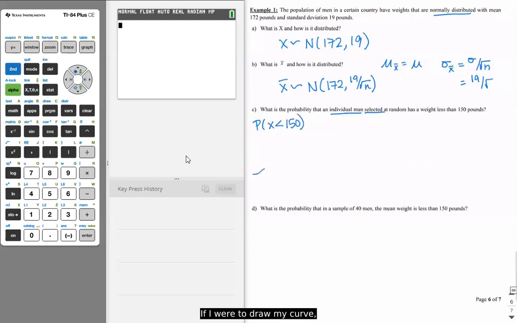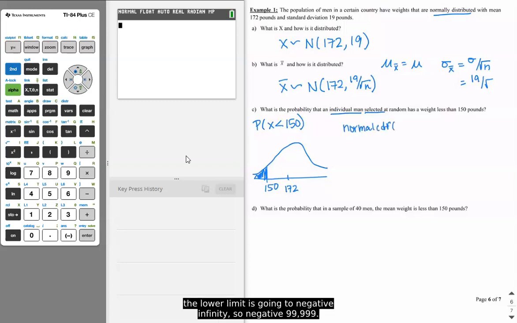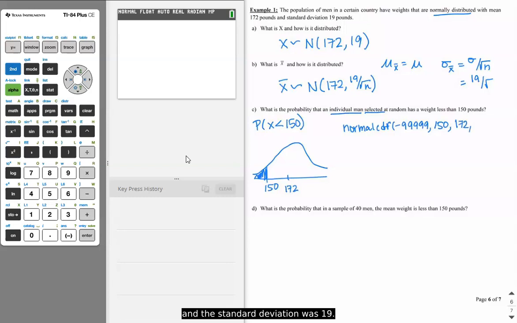So if I were to draw my curve, the mean we said is 172. So 150 is somewhere here. Less than that would be shaded this way. So my normal CDF has the lower limit going to negative 99,999. My upper limit goes to 150. My mean of the population was 172, and the standard deviation was 19, okay?